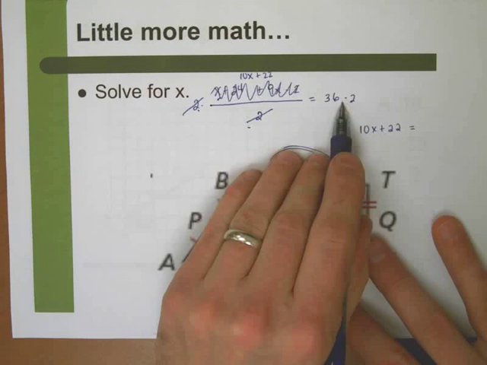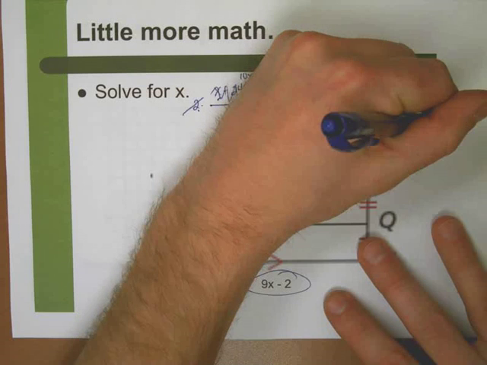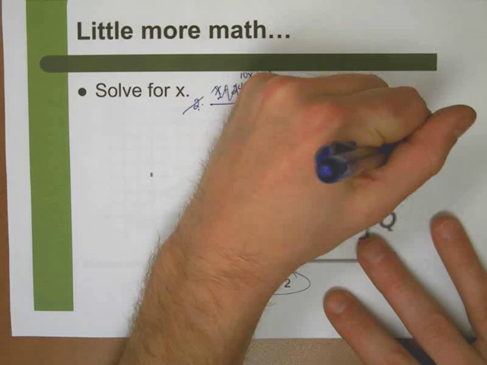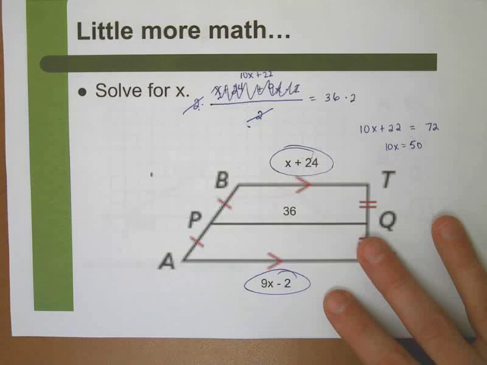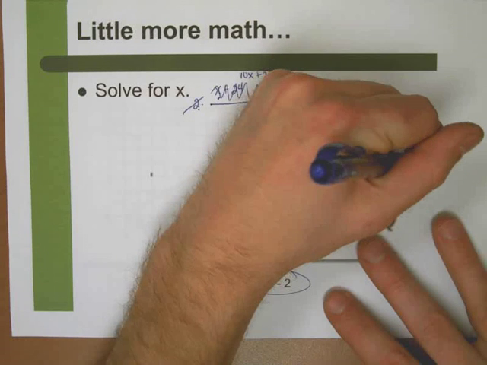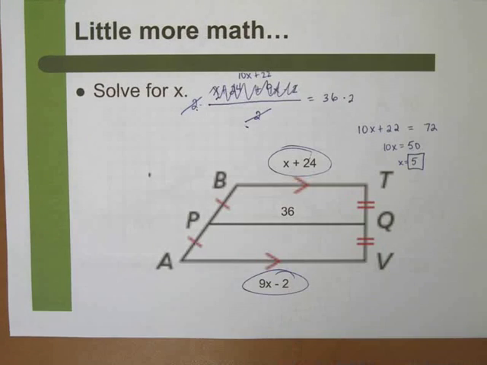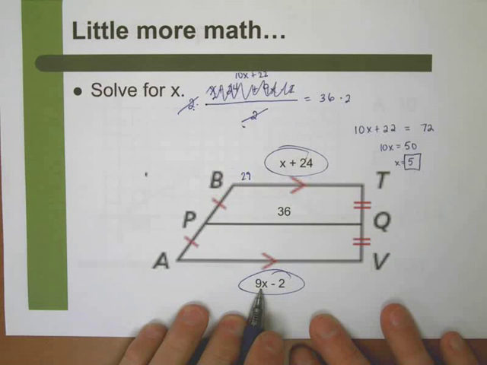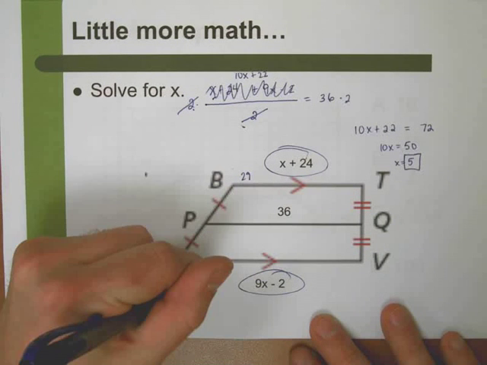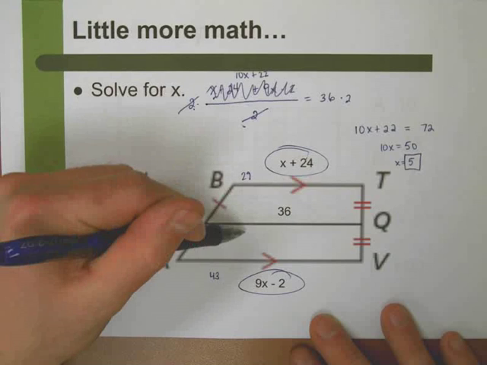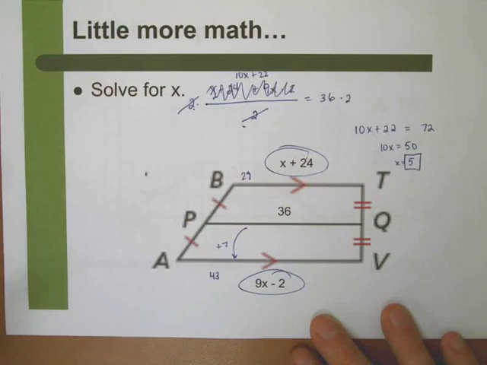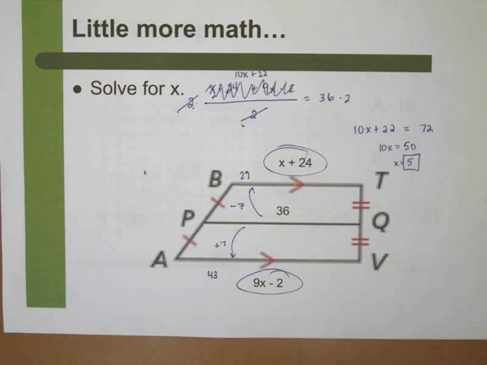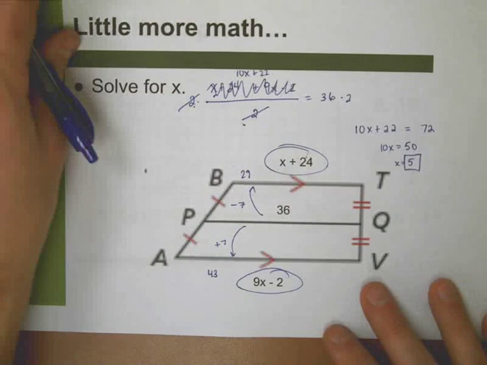On the right-hand side, remember the 2's went away. On the right-hand side, I have 36 times 2, which is 72. Subtract the 22. 10x is equal to 50. Divide by 10. X is equal to 5. There we go. We could check it easily by doing this. 5 plus 24 would be 29. 9 times 5 is 45. Minus 2 is 43. Do we go up and down by the same amount? 36 plus 7 gives me 43. 36 minus 7 gives me 29. Hey, it all checks out, doesn't it?